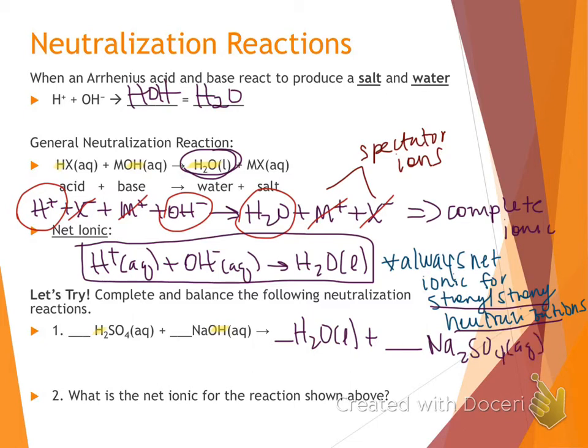As we balance this, we're going to need two sodiums, which gives us two OHs, and two Hs. Two OH plus two H would form two water molecules. So that would be our final balanced chemical equation there. Go ahead and take a second and write that net ionic reaction out. Resume the video when you're ready to check.